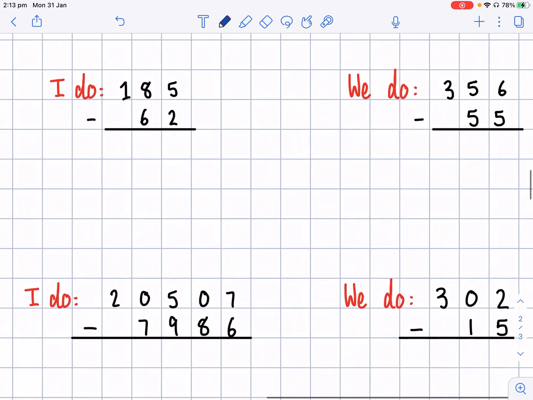Okay, but what happens when it's not so straightforward? What happens when the number on the bottom is bigger than the number on the top? Well, apparently we're going to get onto that next because I forgot to write questions like that already.